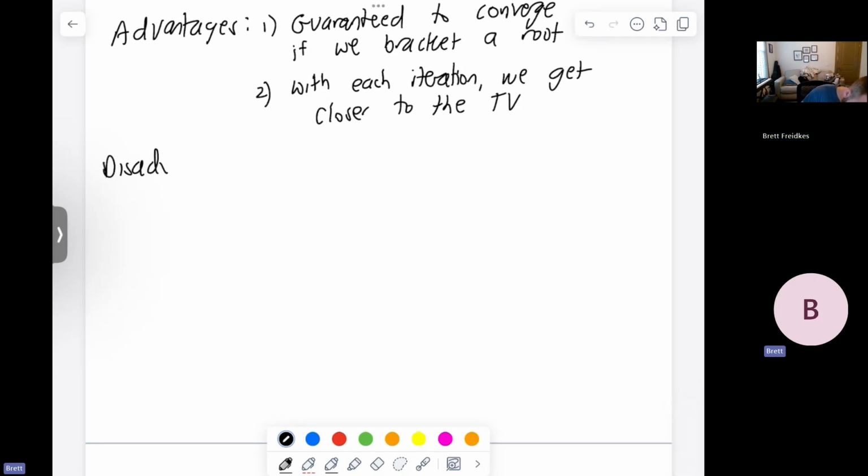Disadvantages, though: it's very slow. It takes a long time to converge to the root. And that's tedious. Another disadvantage is that it's very dependent on the initial guesses.